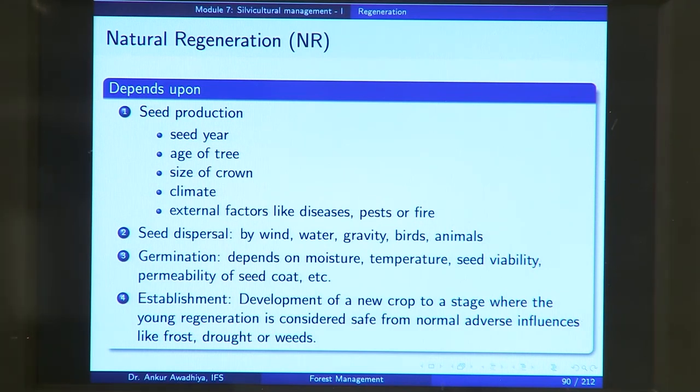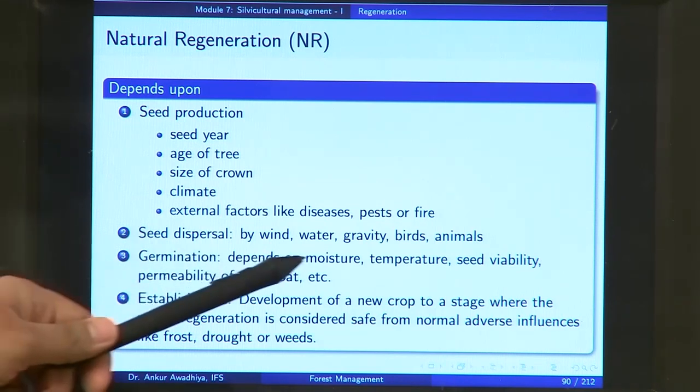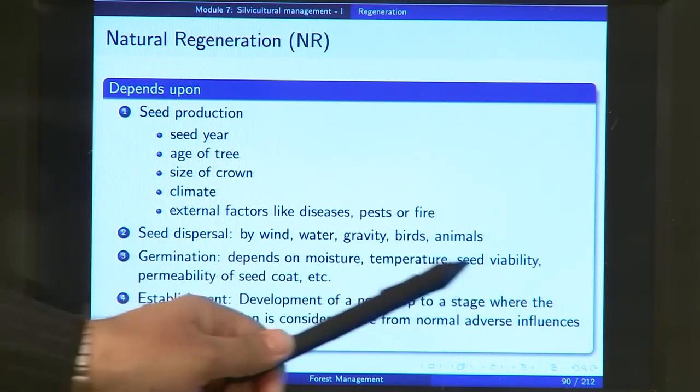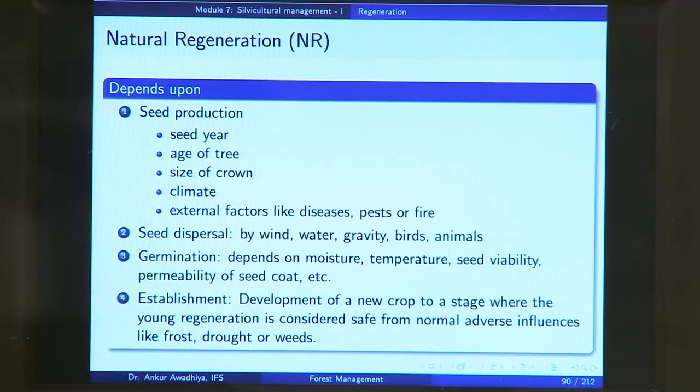Now, your seeds were produced, then they got dispersed. The next stage is germination. Germination is the stage in which your seed gives out a new seedling. Germination is dependent on moisture, temperature, seed viability, permeability of seed coat and other factors.